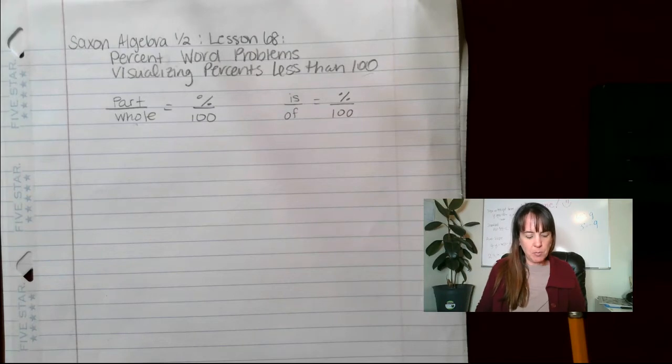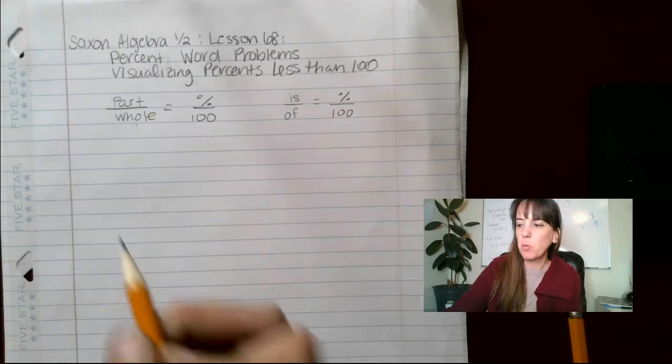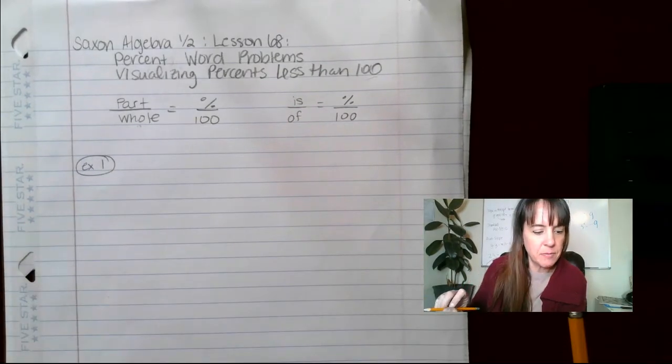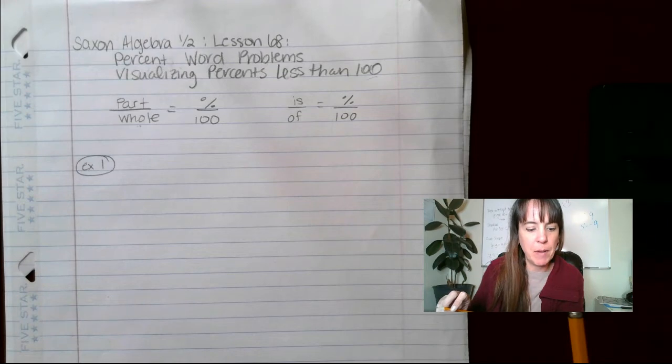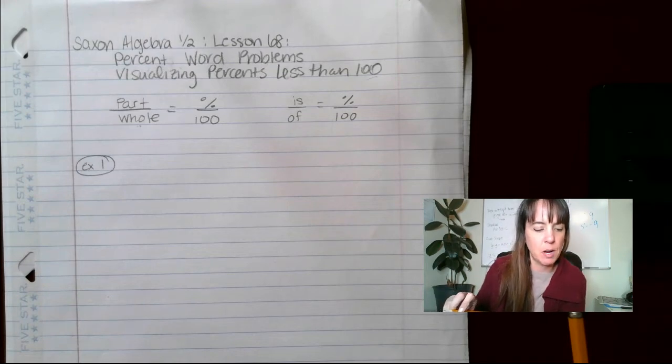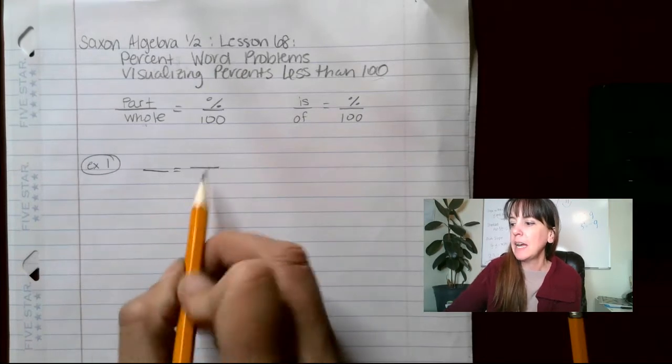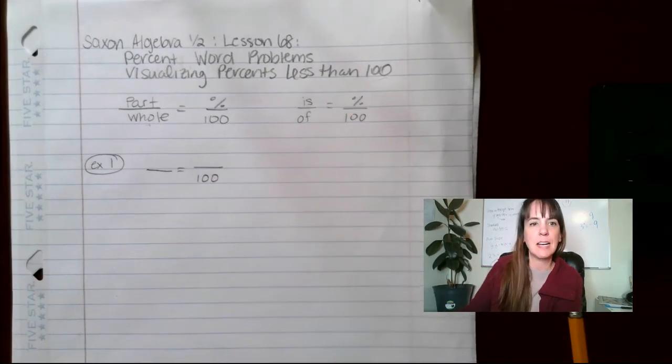Let's do example number 1. You write that right here. Example number 1 says that sales tax is 5% in Maryland. Joey bought a pair of basketball shoes advertised for $62. How much sales tax did he pay? So we want to see how much sales tax Joey paid.